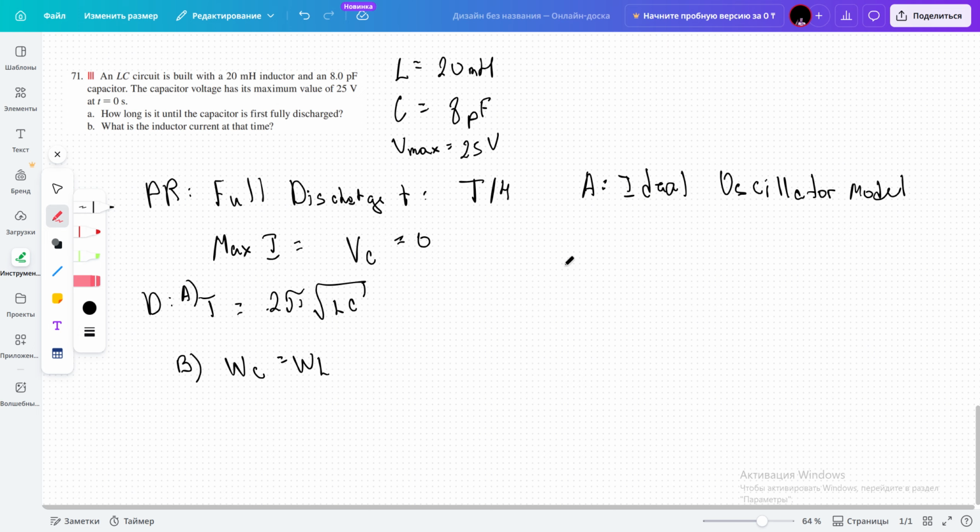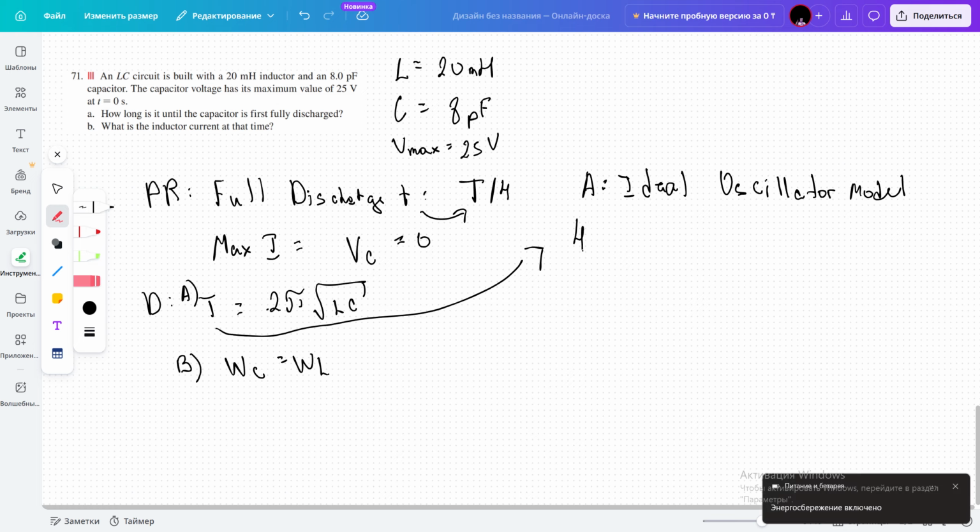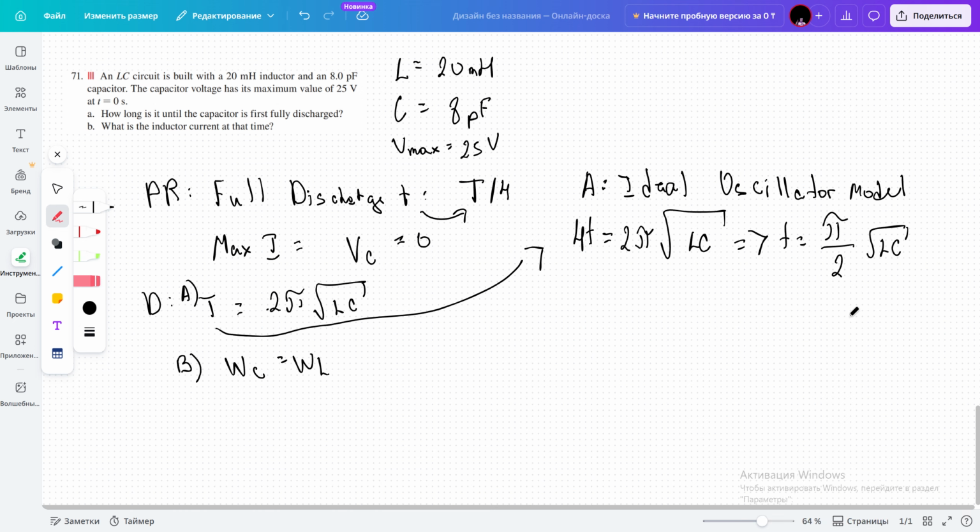So the next step is we'll put the period formula here, T equals 2 pi square root of LC. And so the discharge time formula is pi over 2 times square root of LC.